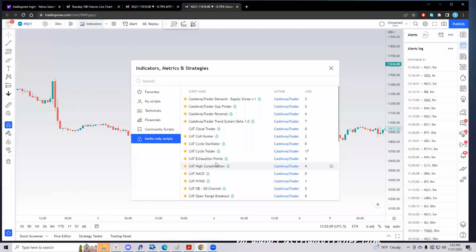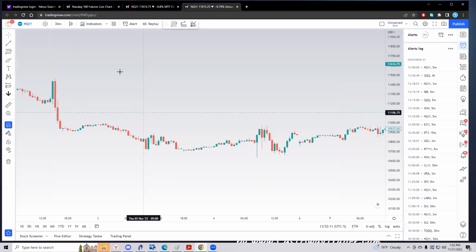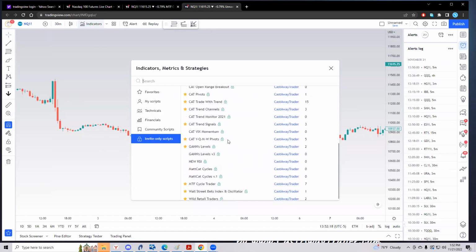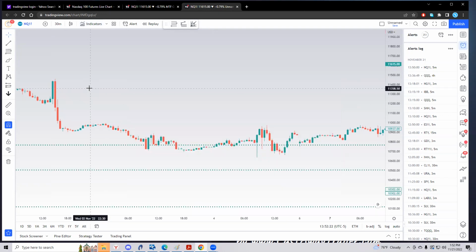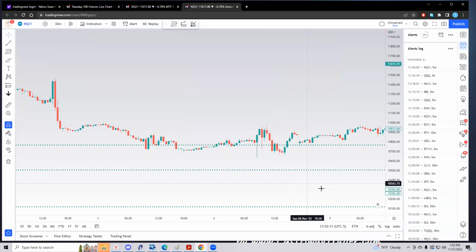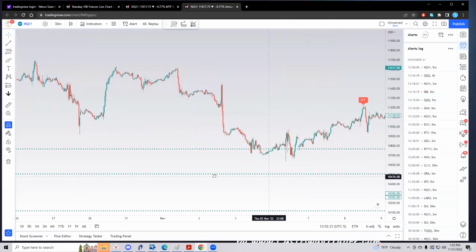To do that, you go to your indicators, invite-only scripts, and here we need to find that Gann indicator, Gann levels. You click it and you wait until it draws lines. Okay, so let's zoom out.